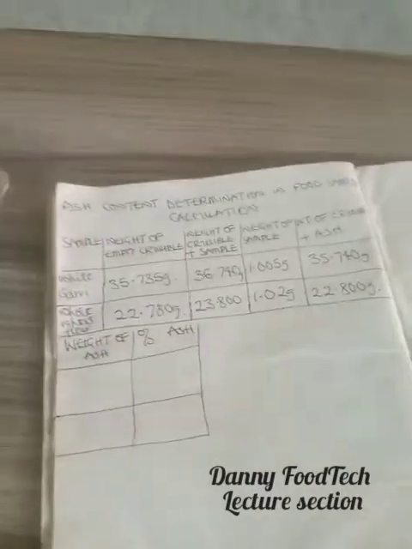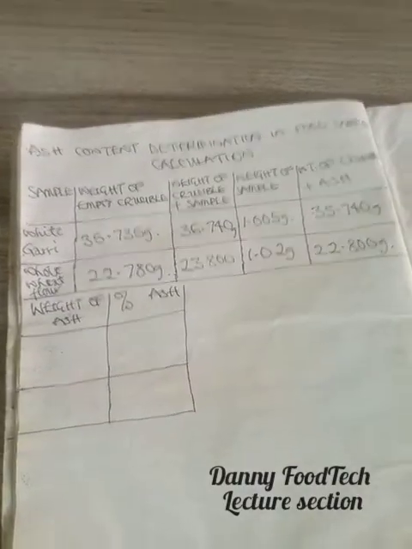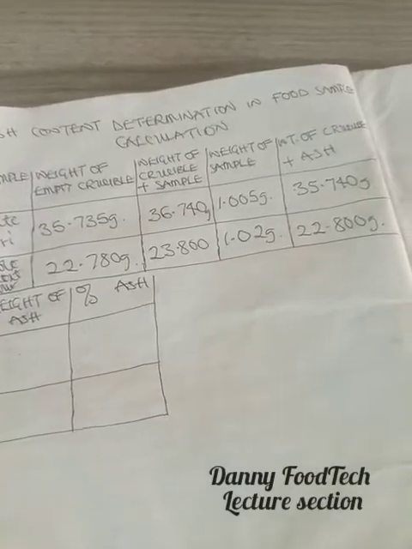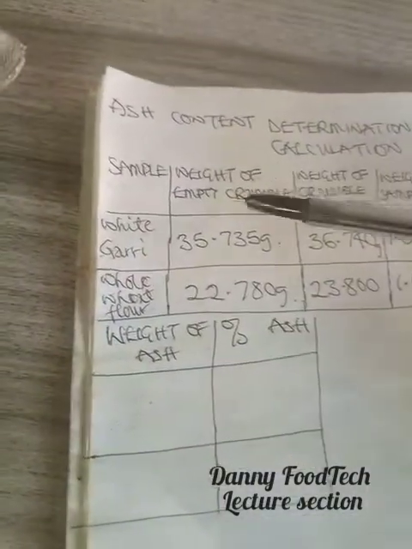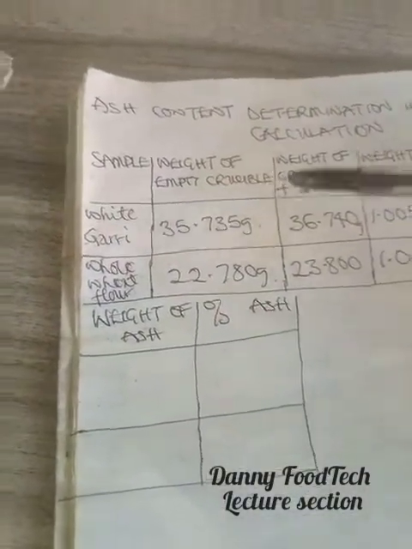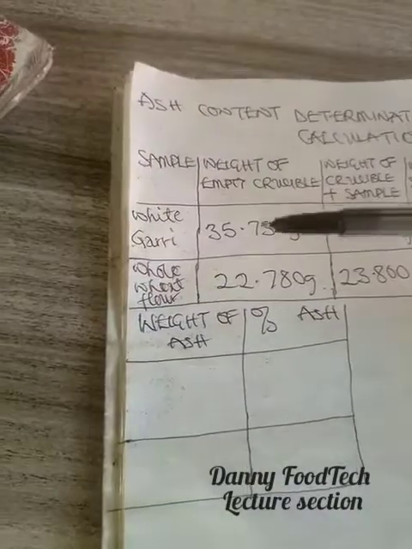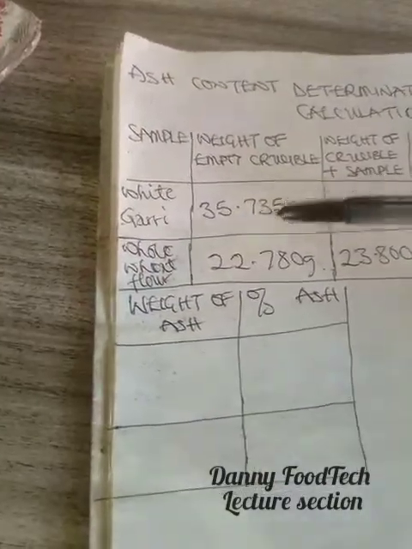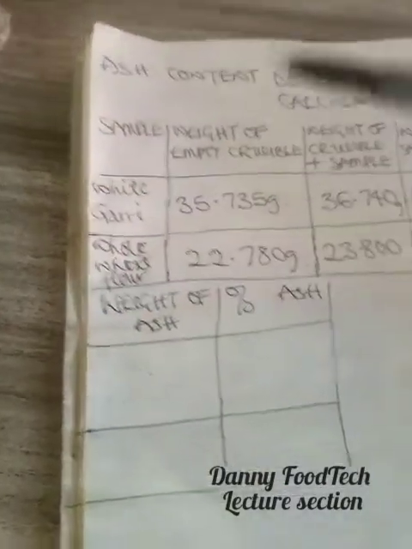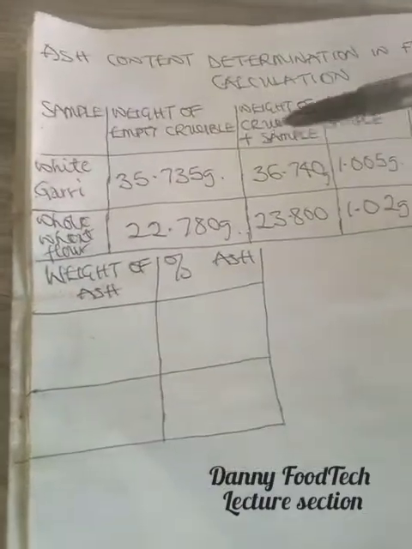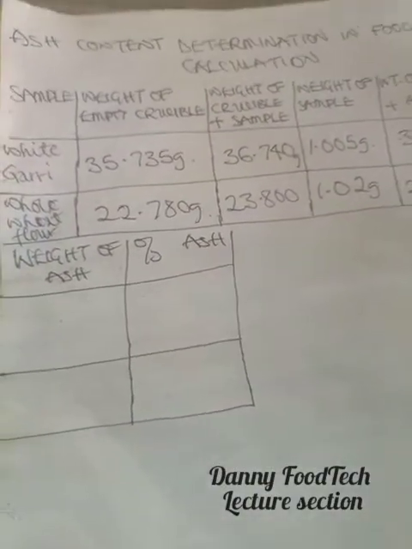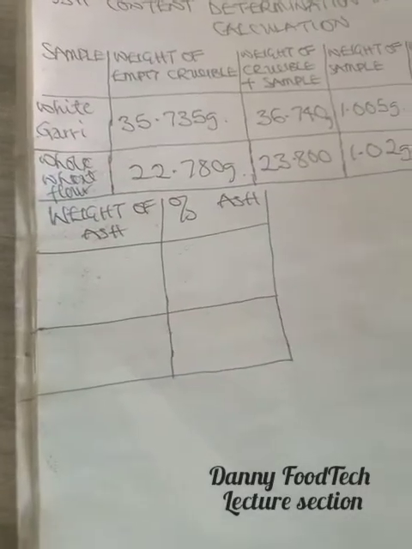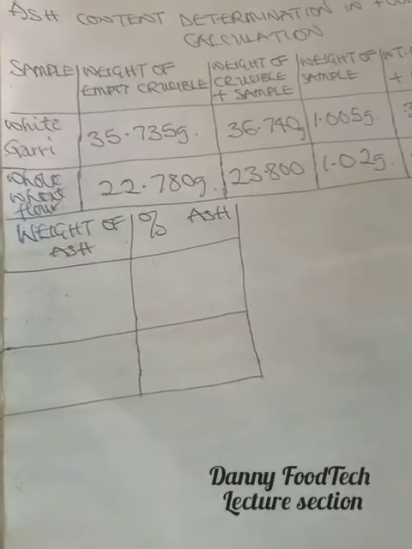Then immediately it has cooled, we weigh the two crucibles. That is, if you can see it here, the weight of the empty crucible. For the white gari, the crucible is 35.735 grams, and for whole wheat flour, it is 22.780 grams. Now you record it.